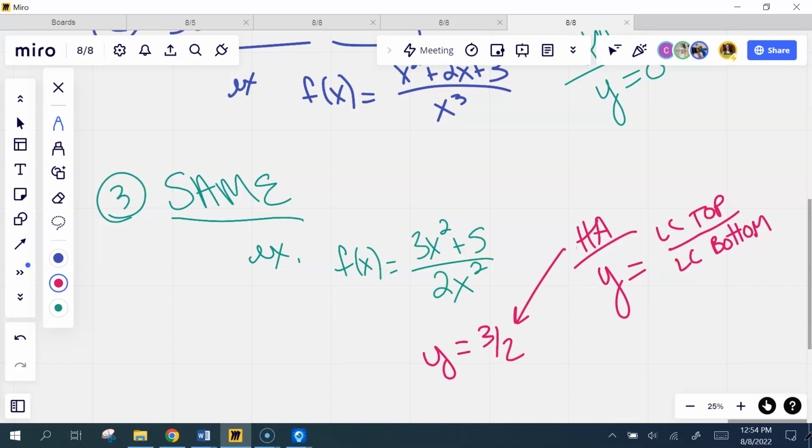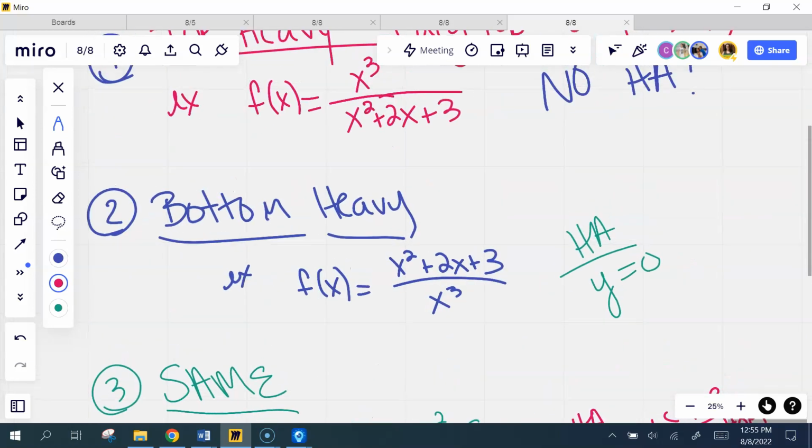Okay, so I'm looking at the equation and doing some analysis, asking: is it top heavy, bottom heavy, or the same? And that's going to determine where my horizontal asymptote falls. Does that make sense? Let's look at an example and see if it really does. Y'all got that? Can I move?